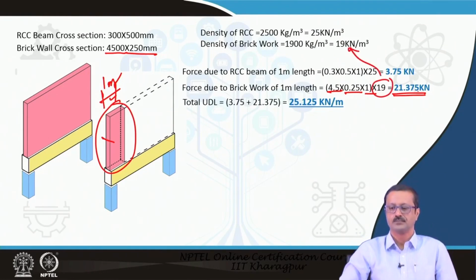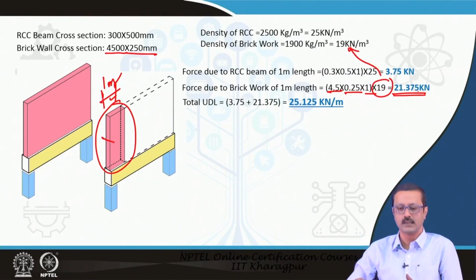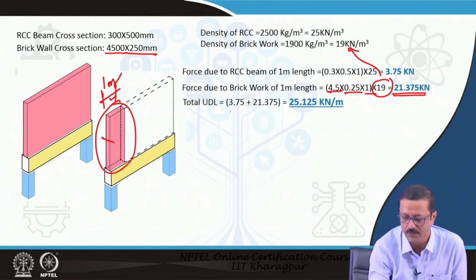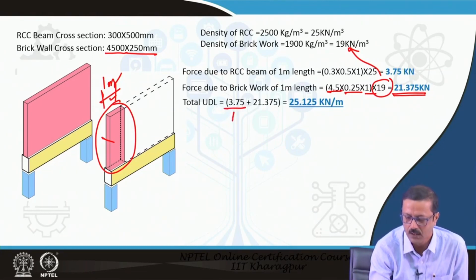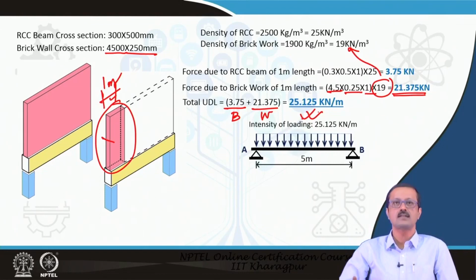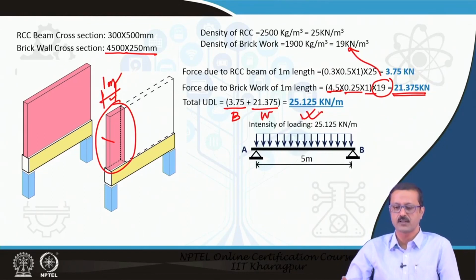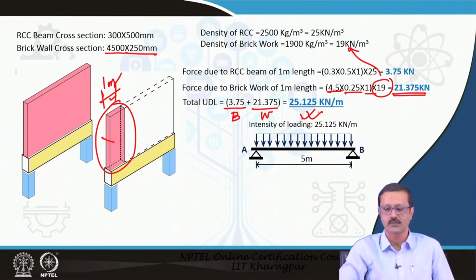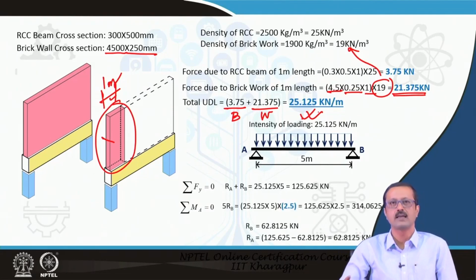So, the total weight, that is the total UDL, which stands for uniform distributed load, is now 3.75 for the beam and 21.375 for the wall. So, this is the total weight. Next, this is again under this particular 5 meter length, and the total uniform distributed load intensity is 25.125.